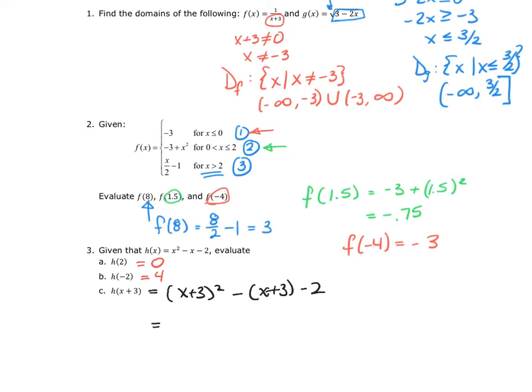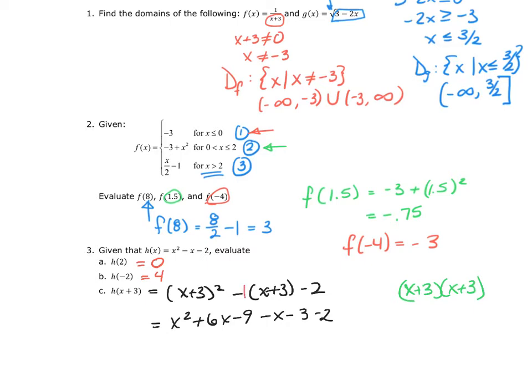And so what I have for x plus 3, the quantity squared, this is x plus 3 multiplied by x plus 3. So don't forget that when I see x plus 3, the quantity squared, it is x plus 3 multiplied by x plus 3. So when you multiply that out, you're going to get x squared plus 6x plus 9. And don't forget to distribute that negative through, so it's negative x minus 3 minus 2.